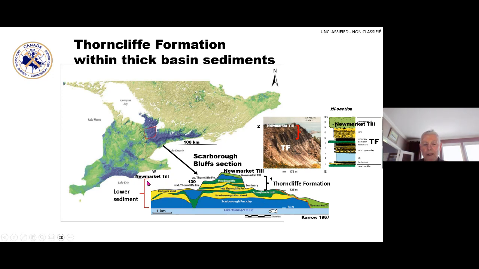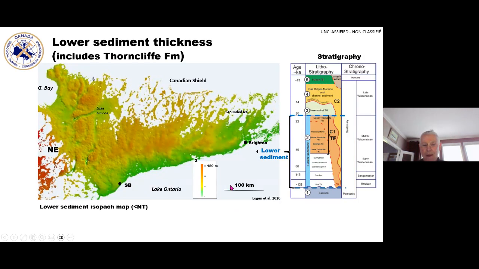Now, below the Newmarket Till, there's a thick sequence of sediments that Charles referred to as lower sediment between Newmarket Till and bedrock. That's a lot easier to model than trying to sort out these interbedded muds and sands. So we'll focus on that for the moment. So here's a map of lower sediment thickness. All the sediment below the Drummondized Newmarket Till shown here on the right. Thicknesses of up to 150 meters are modeled across this domain.